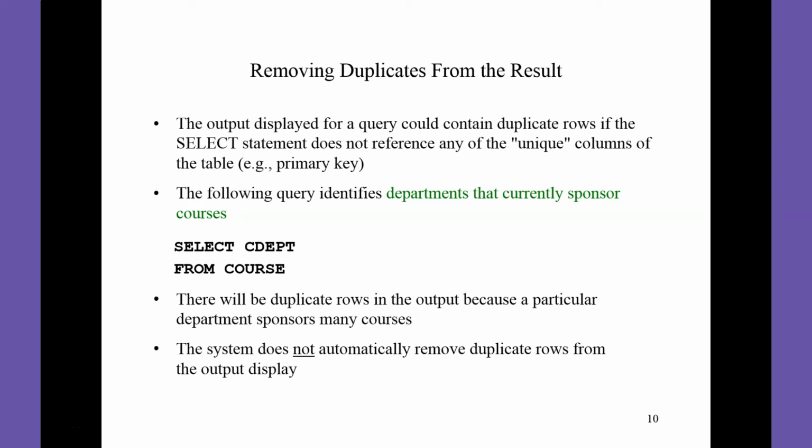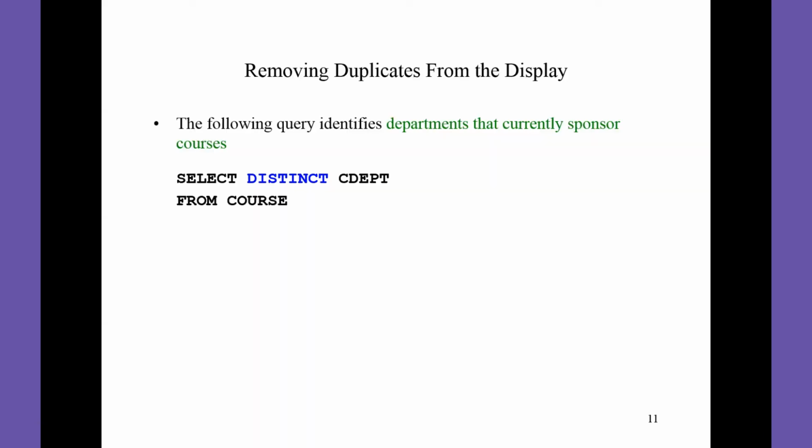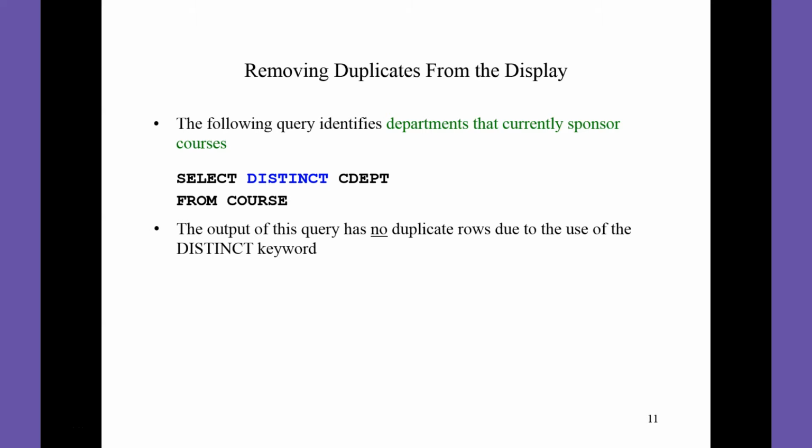So how do we remove the duplicates? It's actually quite easy. We simply insert the word distinct immediately following the select keyword and before the columns that are being selected. The output of this modified query will have no duplicate rows because of the presence of the distinct keyword.